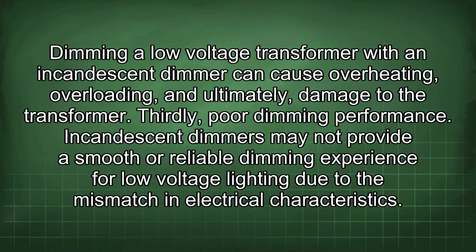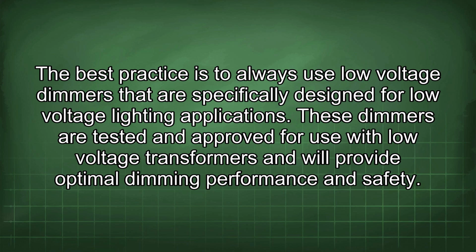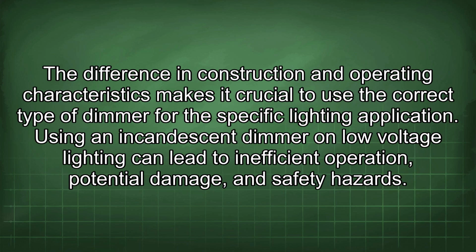Incandescent dimmers may not provide a smooth or reliable dimming experience for low-voltage lighting due to the mismatch in electrical characteristics. The best practice is to always use low-voltage dimmers that are specifically designed for low-voltage lighting applications. These dimmers are tested and approved for use with low-voltage transformers and will provide optimal dimming performance and safety. The difference in construction and operating characteristics makes it crucial to use the correct type of dimmer for the specific lighting application. Using an incandescent dimmer on low-voltage lighting can lead to inefficient operation, potential damage, and safety hazards.